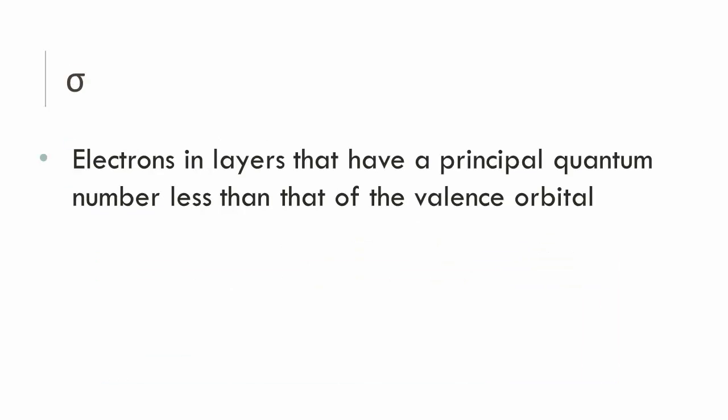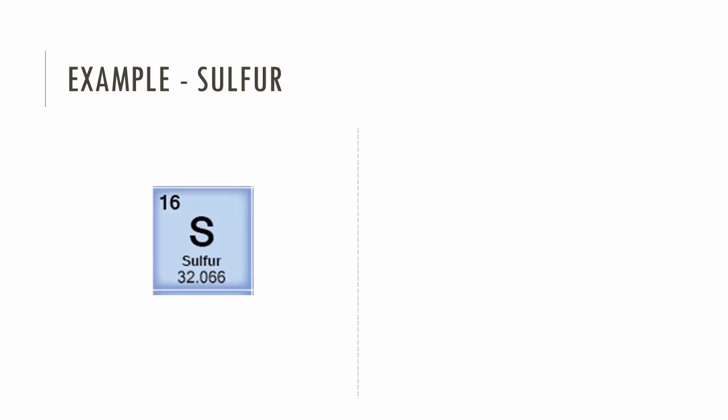To find sigma, we have to count the electrons found in layers that have a lower principal quantum number than the valence orbital. To do so, we need to look at the electronic configuration of the element in question. For example, let's look at the effective nuclear charge of the valence electrons in sulfur. We'll start with its electronic configuration.